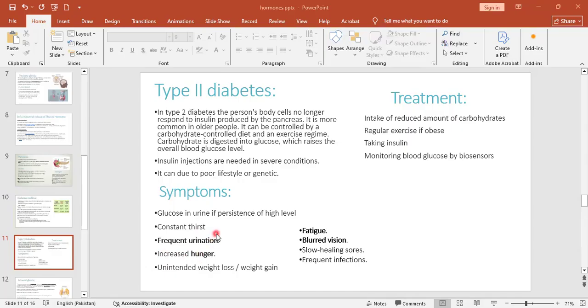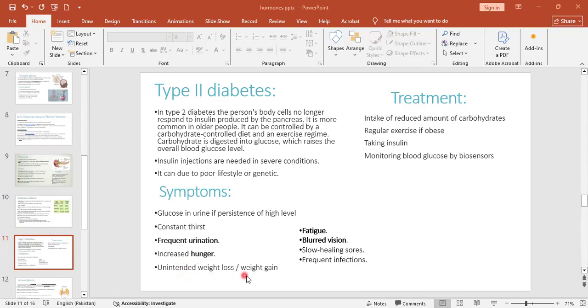My body needs to get rid of that excess glucose because the cells are not taking it. So I will feel thirsty because my body's concentration of water is also being affected. Solute is increasing, water solvent is decreasing, so my body needs to remove it. That's why I'm feeling thirsty. Frequent urination, increased hunger, because the cells want the glucose. They need the fuel to produce energy, and the cell doesn't know what's happening outside.